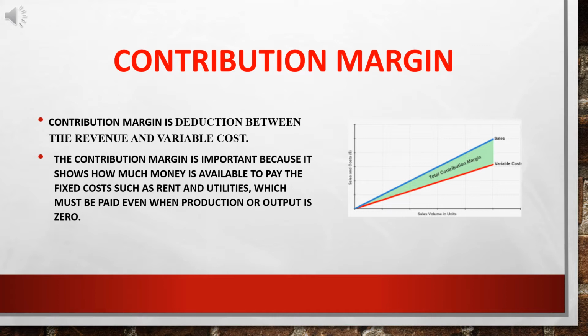As we said, contribution margin is the difference between the revenue and variable cost. Contribution margin shows how much money is available to pay the fixed costs, such as rent and utilities, which must be paid even when production or output is zero. Contribution margin provides managers with an income statement that clearly distinguishes between fixed and variable cost. Marketers use contribution margin because it's great for planning and decision making.